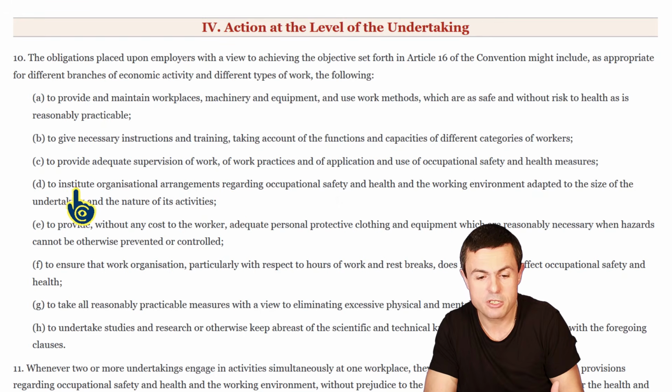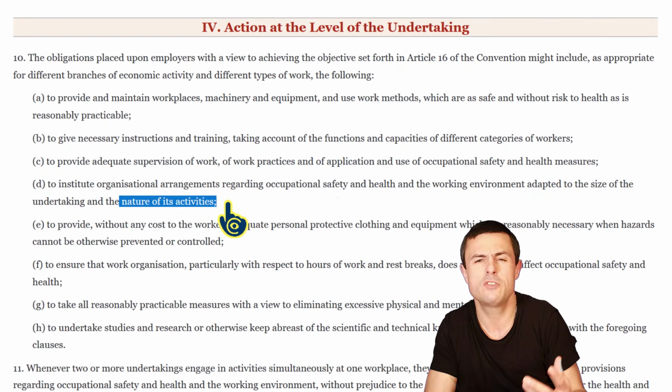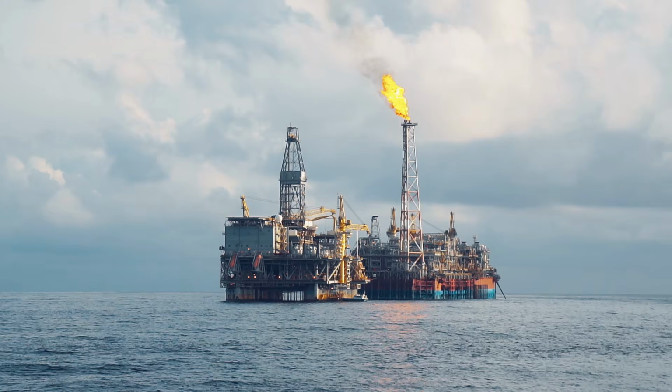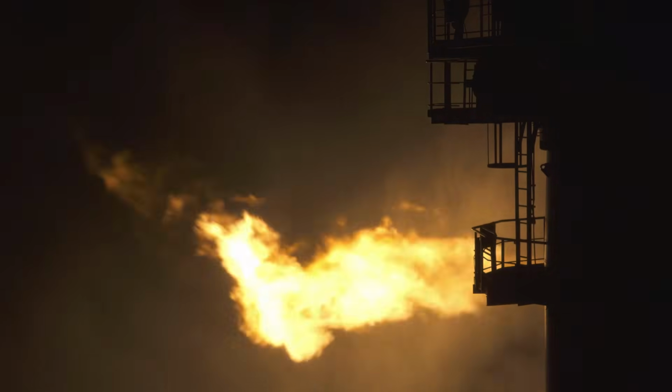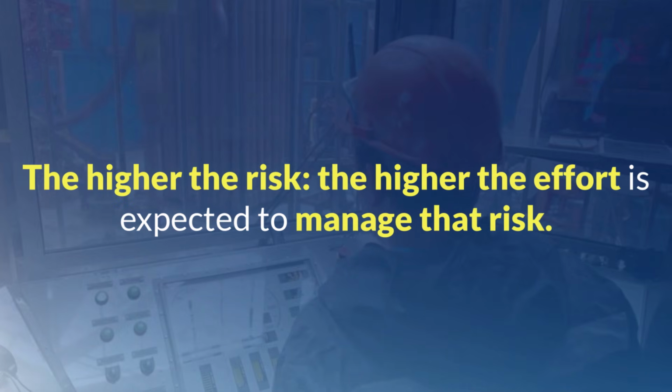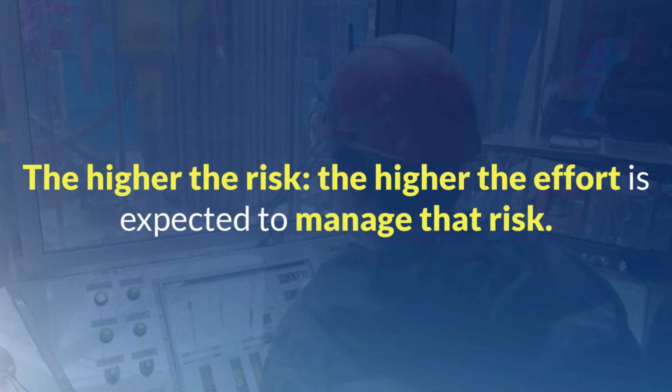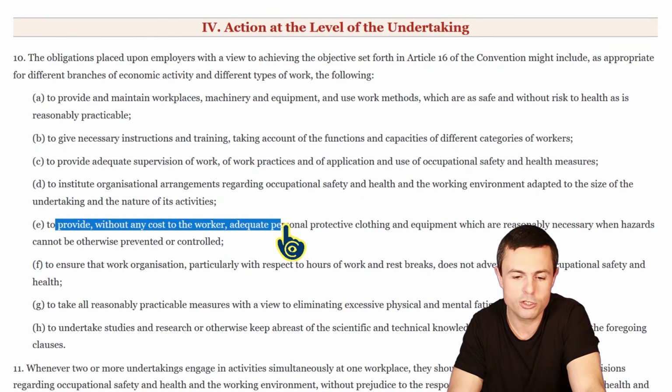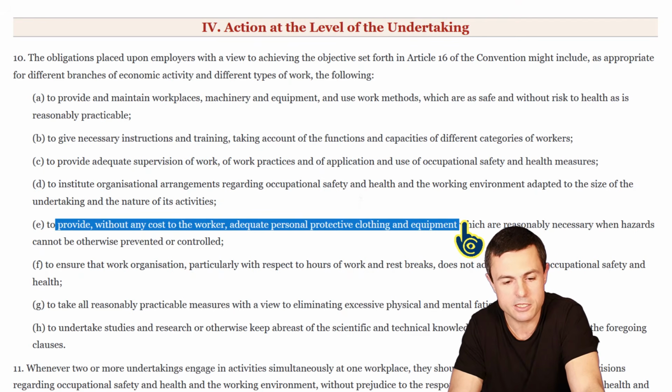It also says adapted to the nature of its activities. So the nature, what does it do? Well, it might be construction, it might be petrochemical, it might be oil and gas, or it might be a shop. You have different levels of risk, different levels of complexity. The higher the risk, the greater the amount of effort is expected to manage that. It talks about providing, without any cost to the worker, the PPE and equipment necessary.